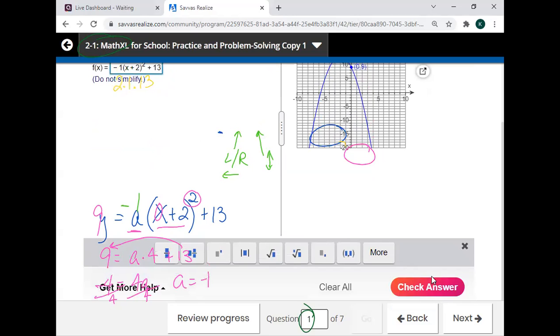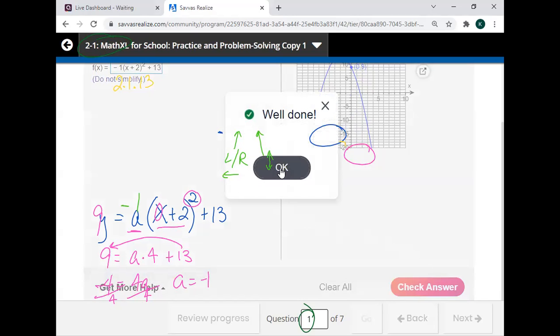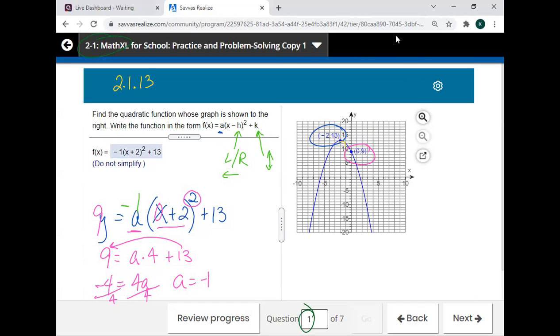Scroll down. Check your answer. That's all there is on that one. So hopefully you're good there. Good luck.